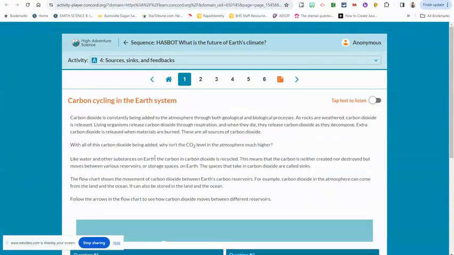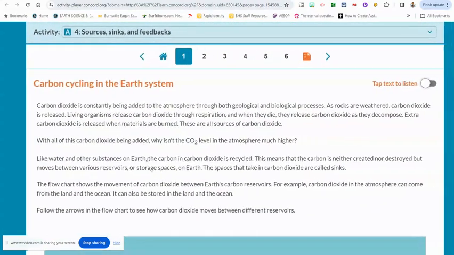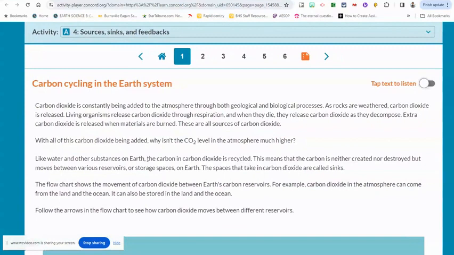I'm going to click on the first page. Let me zoom in a little bit so you can pay better attention to what we're taking a look at. The first section is on the carbon cycle. Carbon cycling in the Earth system. What this talks about is that carbon dioxide, the greenhouse gas that is emitted by burning fossil fuels and during respiration, is constantly being added to the atmosphere through both geological and biological processes.